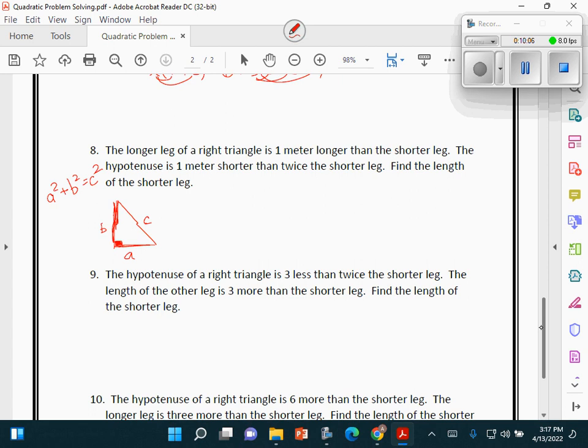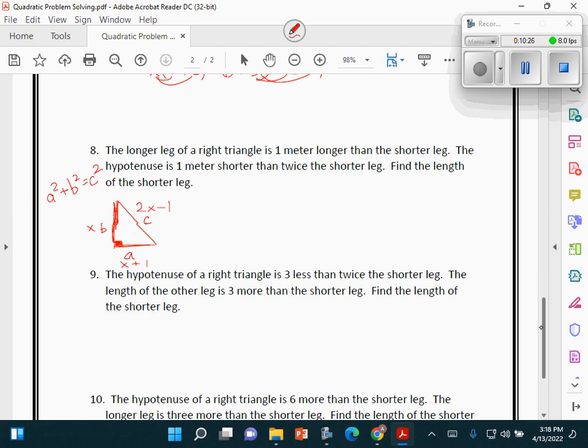It is 1 meter longer than the shorter. So let's say this one's longer. We'll make it x plus 1 because it was 1 meter longer. The shorter is just x. The hypotenuse is 1 meter shorter than twice the shortest leg. Find the length of the shorter leg.